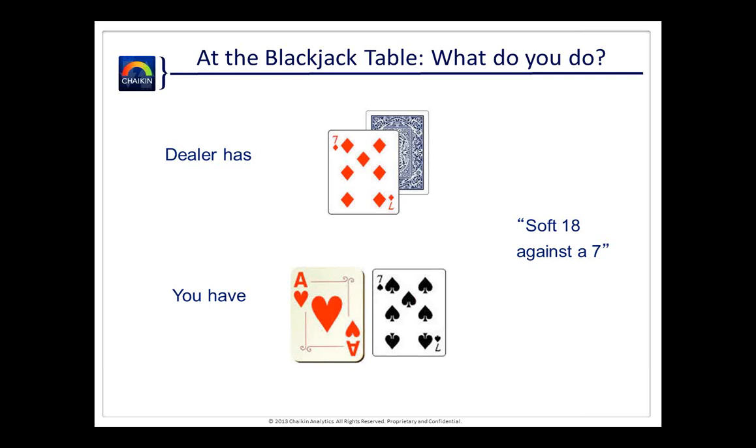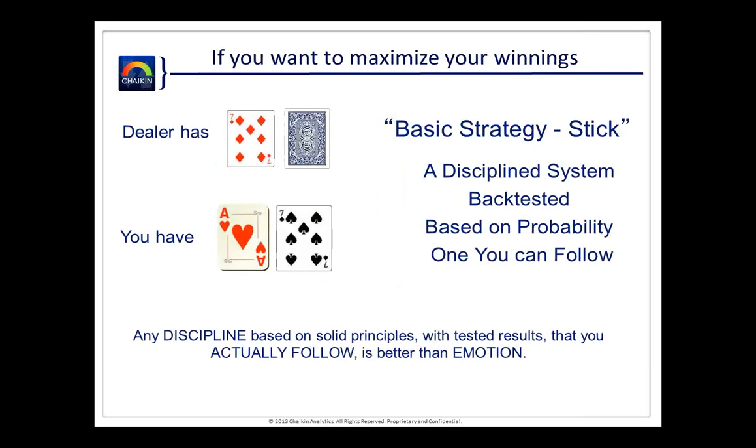But this is a classic hand. Dealer has a 7. You've got what we call a soft 18, meaning you can take a hit or you can stick with it. And the question is, what do you do? You've got basically 2 options. You can shoot for that 19, 20, 21, or you can stick with your soft 18. Now, anyone who's played blackjack knows it's pretty simple. If you want to maximize your winnings, and the dealer has a 7 showing, and you have an 18, you stick. There's no question about it.